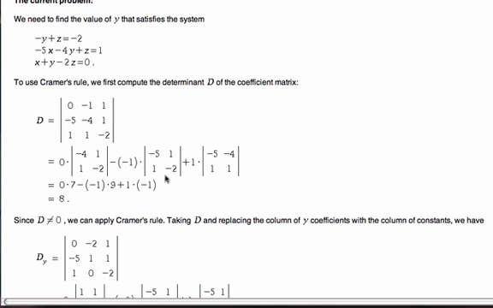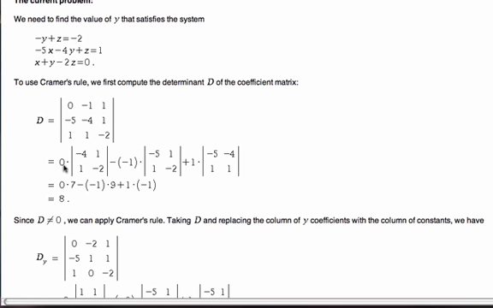Now you need to evaluate this matrix here, so remember what you do with the 2 by 2. You take this negative 4 and multiply it by negative 2, and that gives you 8, and then you subtract this other cross value here, the 1 times 1. So it's going to be 8 minus 1, which is 7.